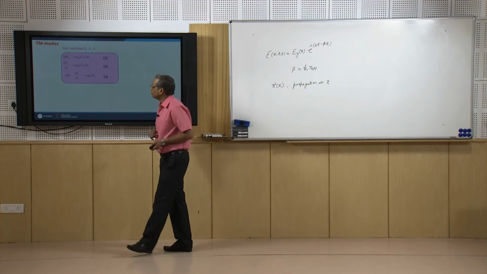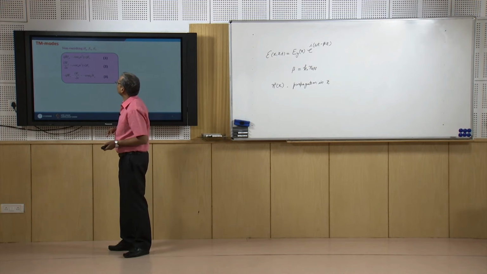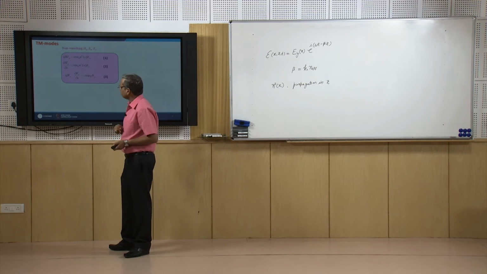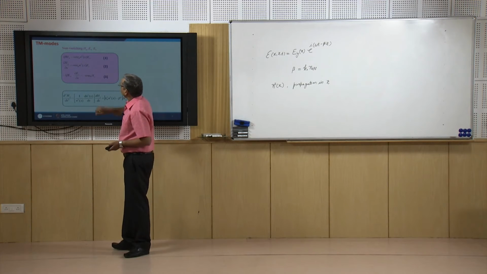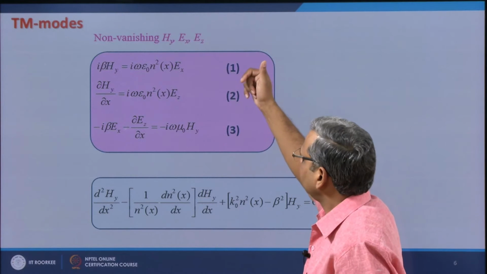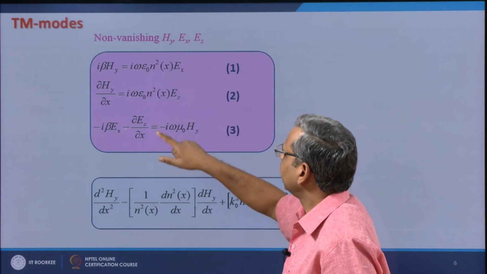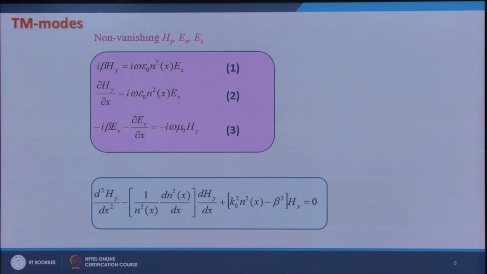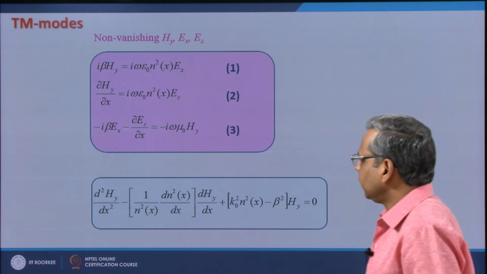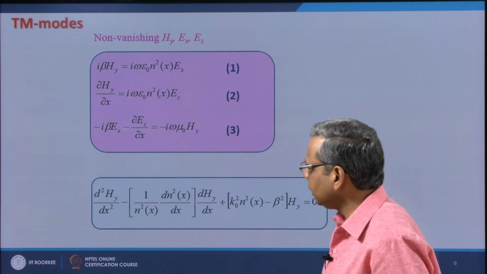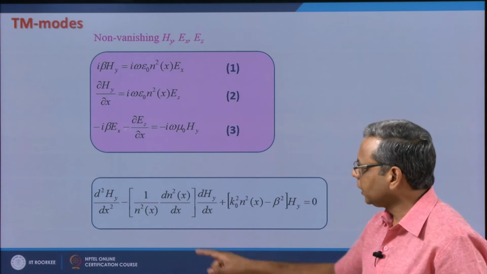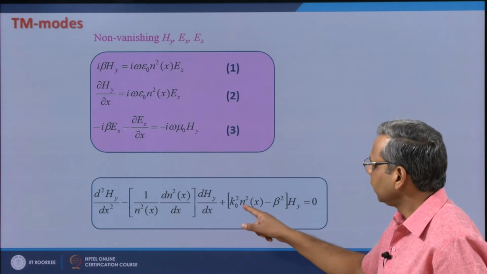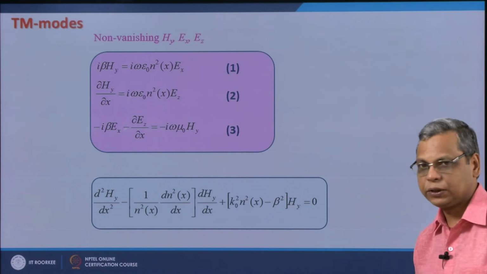So, what I need to do? I need to find a differential equation, for example in Hy, and solve it. To find the differential equation in Hy, I substitute for Ex and Ez from these two equations into this equation and rearrange the terms. Then I get a differential equation in Hy as d2Hy over dx square minus 1 over n square dn square over dx dHy over dx plus k naught square n square minus beta square Hy is equal to 0.